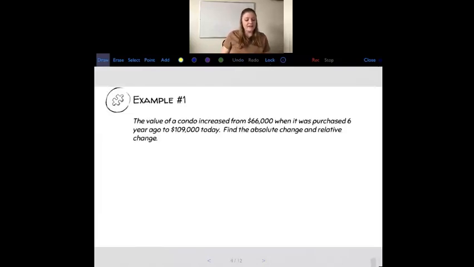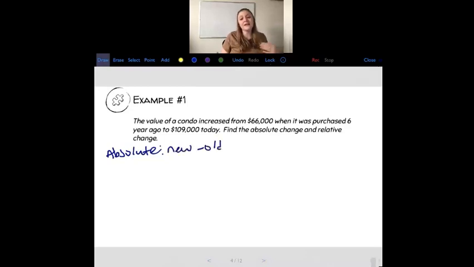Example 1, find the value of a condo which increased from $66,000 when it was first purchased 6 years ago to $109,000 today. Find the absolute change and the relative change. So absolute change is new minus old.